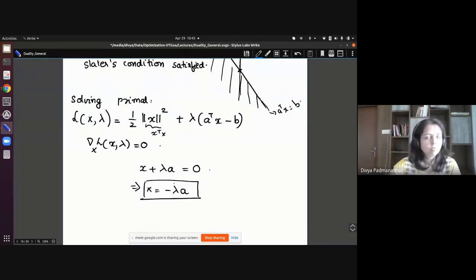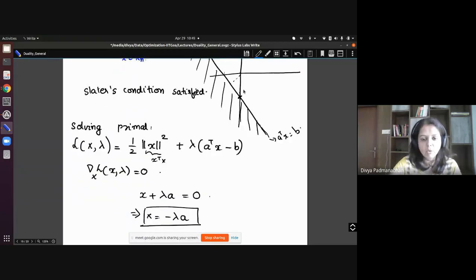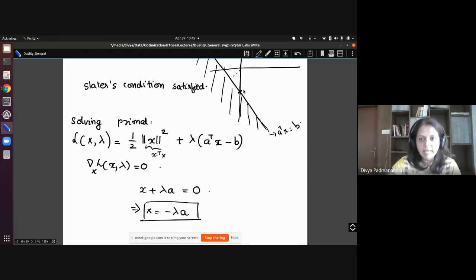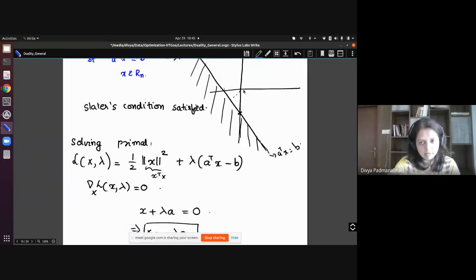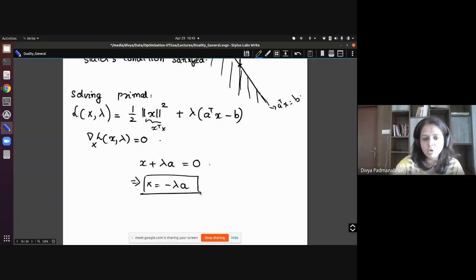The way we did it was to consider cases. If the optimum lies within the interior, then lambda is 0. And if not, it lies on the boundary. That was the approach we took to solve the KKT conditions. But now instead of doing that, let's go for the dual and see what the dual gives. So let this condition remain. We will use it later.